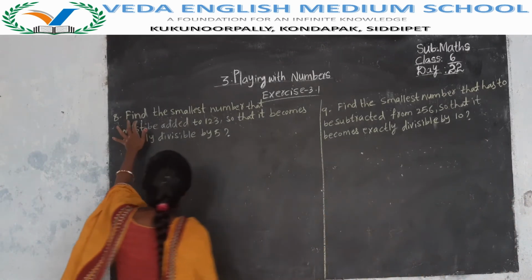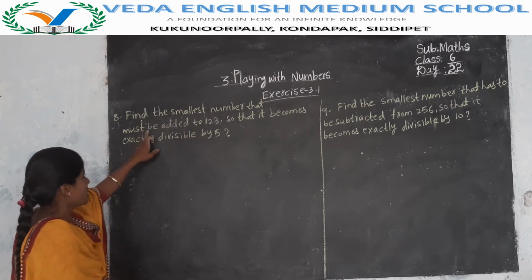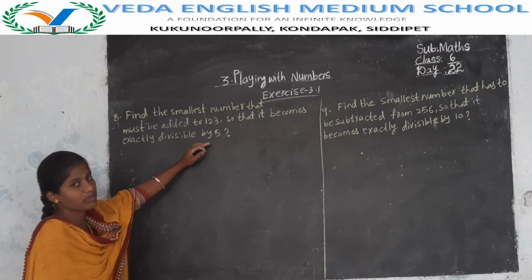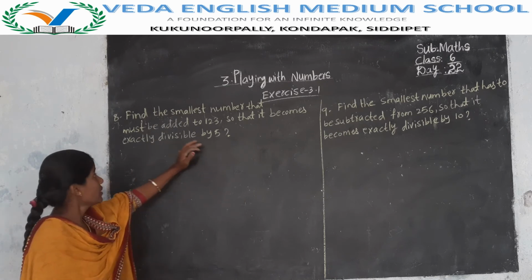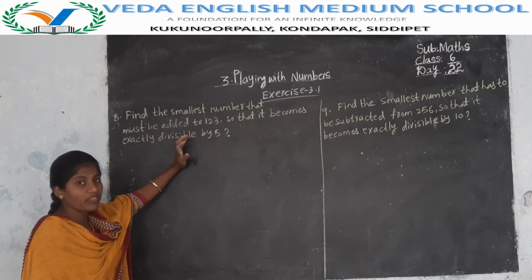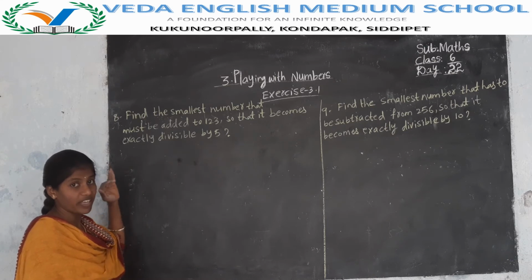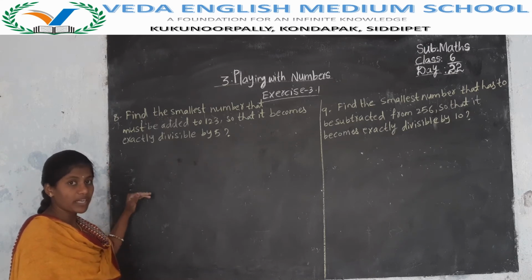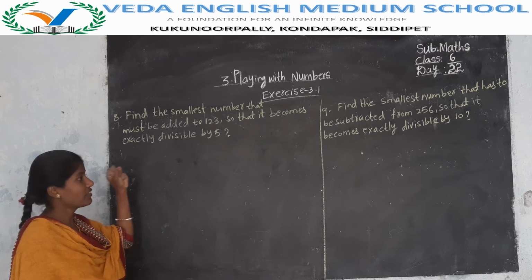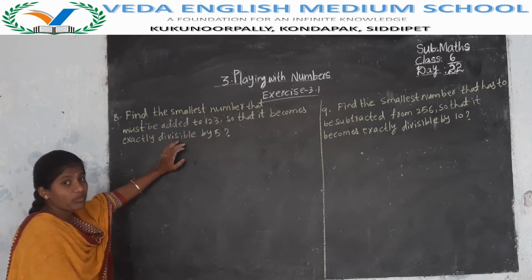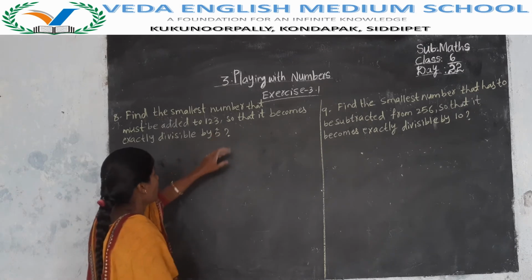Find the smallest number that must be added to 123 so that it becomes exactly divisible by 5. Have you understood? They are asking which number we have to add to 123. After adding that number to 123, that number should be exactly divisible by 5. That means which number we have to add.